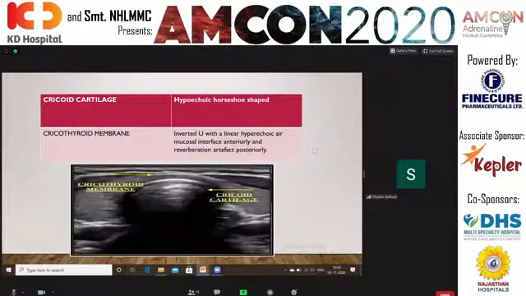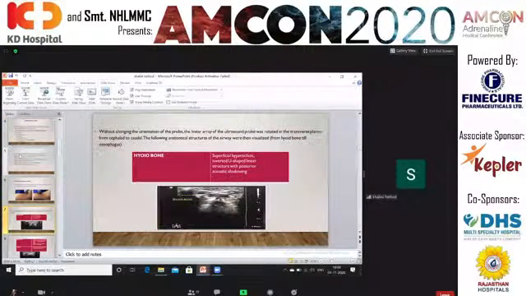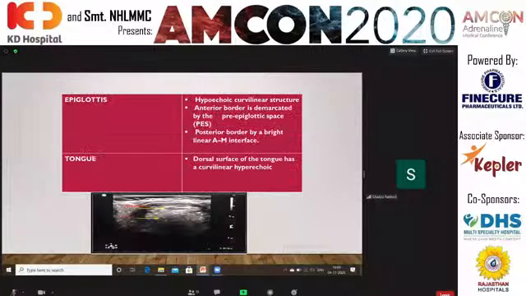The probe was rotated from cranial to caudal direction, and all the airway structures were visualized. Below are the images which we can see on ultrasound.